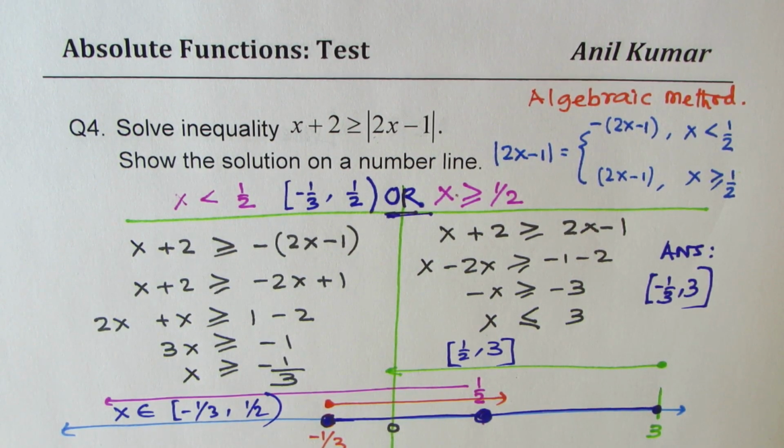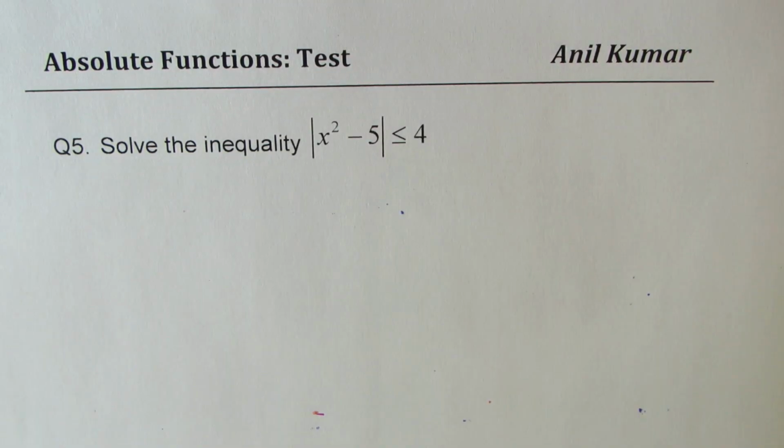Now let's do our bonus question, question number 5. Solve the inequality absolute value of x squared minus 5 less than or equal to 4. I'd like you to pause the video, answer this question, and then look into my suggestions.